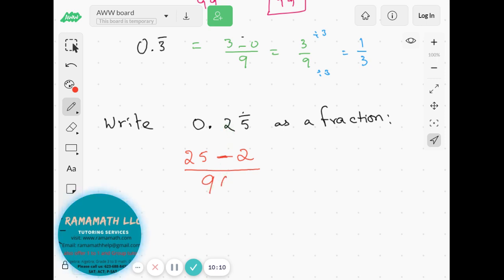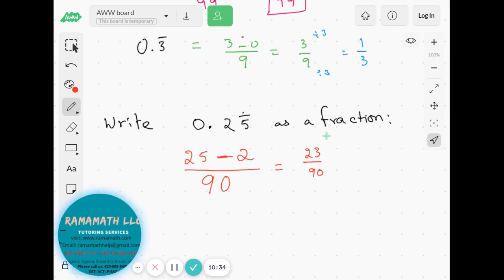The number that is not repeating, I'm going to add a 0 for it. Are you listening carefully? So first I write the number on top, and then whatever is non-repeating, I subtract that. For the repeating, I put a 9. Non-repeating, I put a 0. So the answer is going to be 23 over 90. That's your final answer.